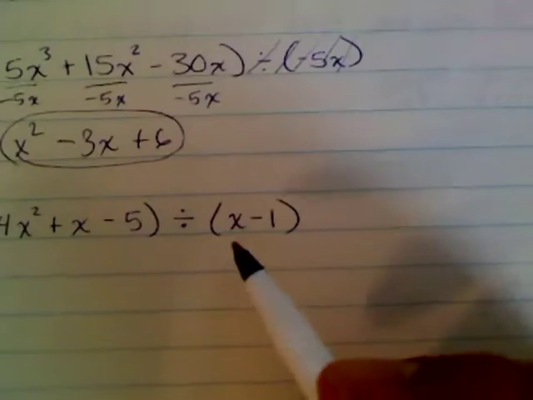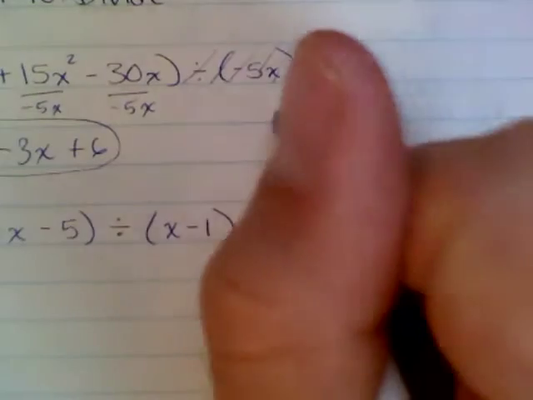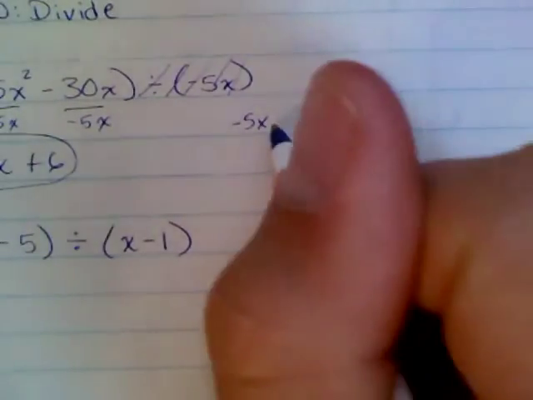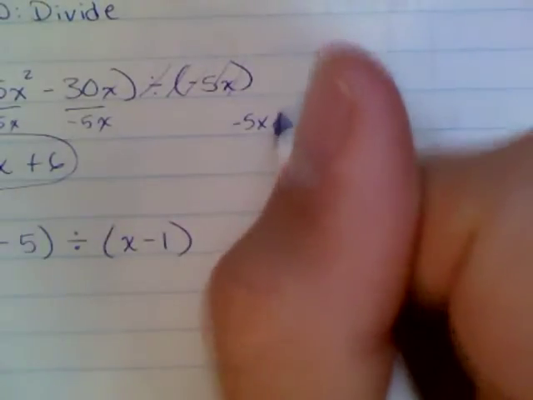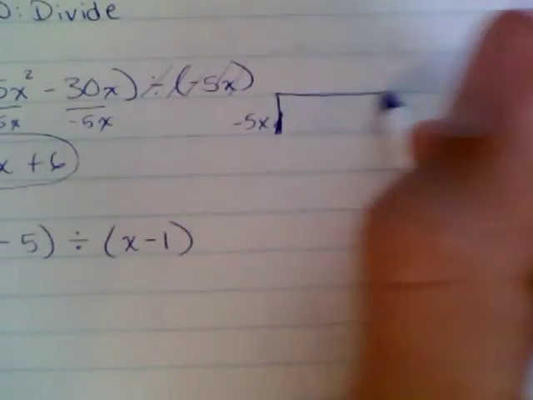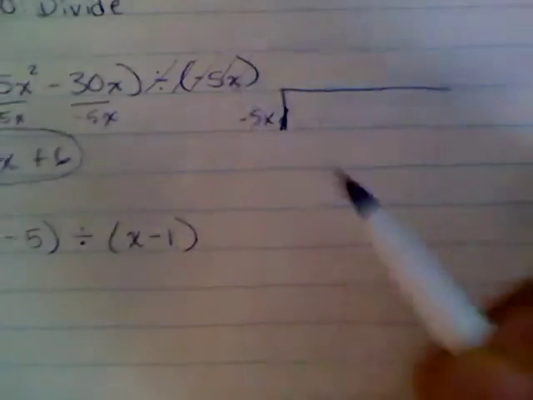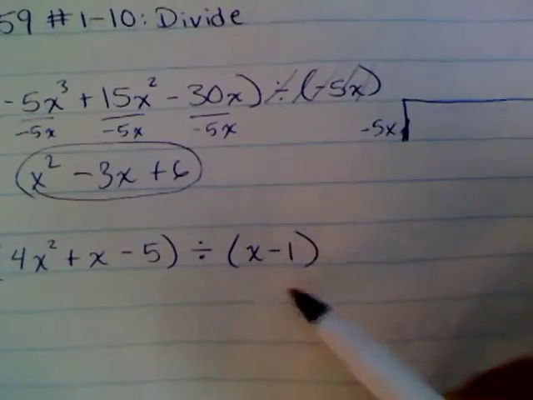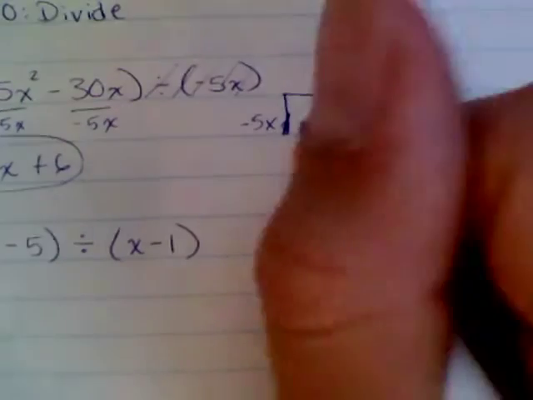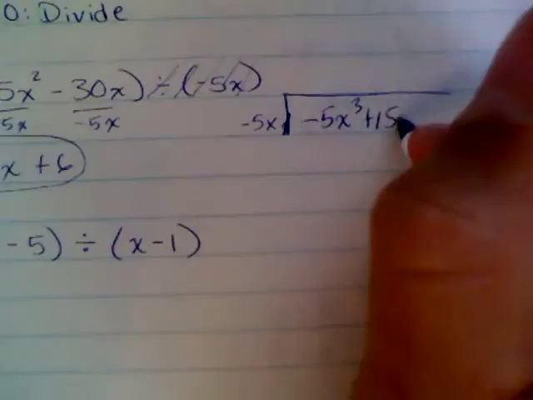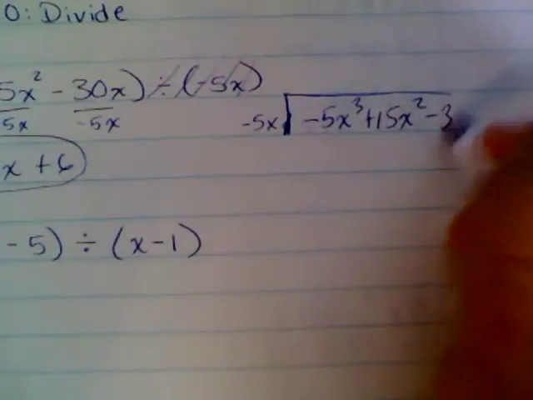There's also another approach to it, and it's called long division. And the reason I'm going to show this to you here is that maybe it will help when we're going to long division of binomials. So this is a monomial. We're going to be doing binomials in the next step. So let me just rewrite this question. Negative 5x cubed plus 15x squared minus 30x.